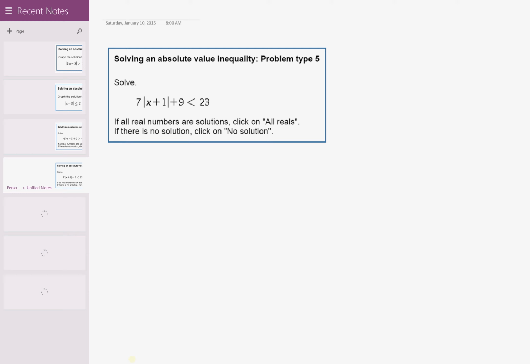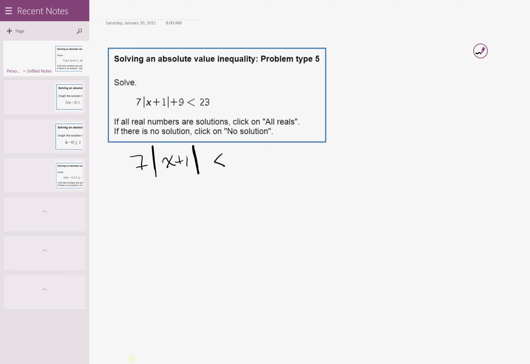In a problem that starts out looking like this, the first thing we need to do is isolate the absolute value. So 7 times the absolute value of x plus 1, let me make my absolute values bigger so they're clear, is less than, and we subtract 9 from both sides, so that is 14. And then divide the whole thing by 7, absolute value of x plus 1 is less than 2.